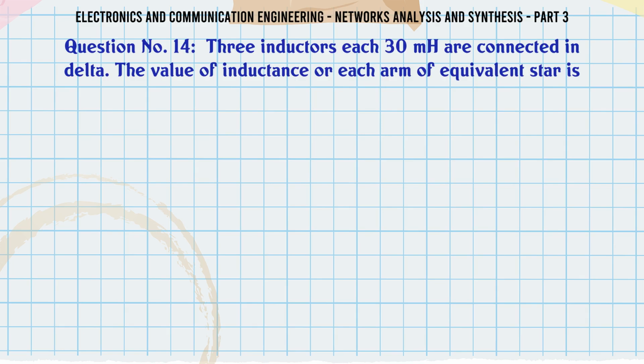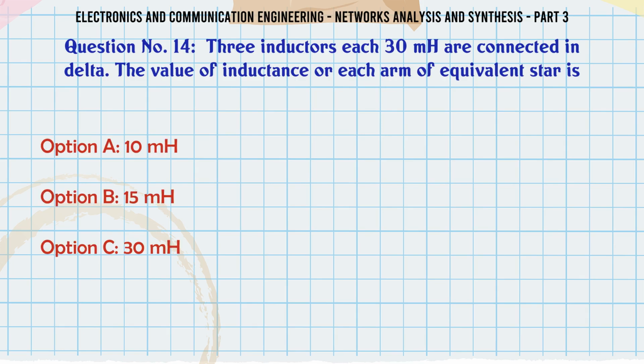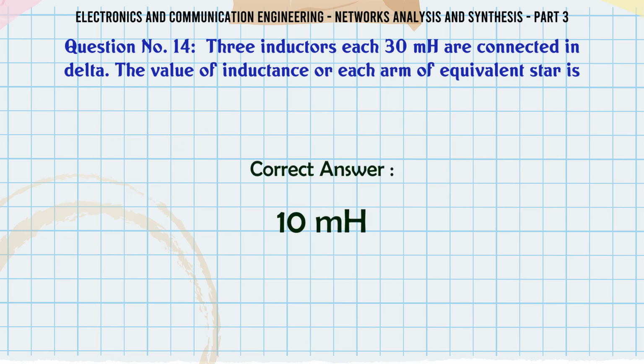Three inductors each 30 mH are connected in delta. The value of inductance of each arm of equivalent star is A 10 mH, B 15 mH, C 30 mH, D 90 mH. The correct answer is 10 mH.